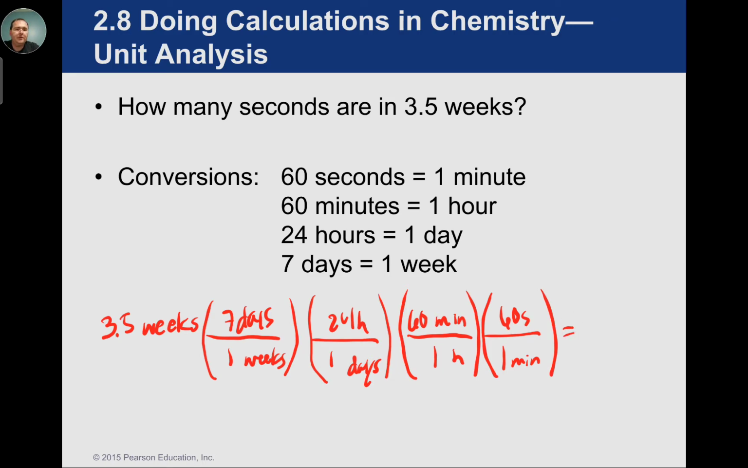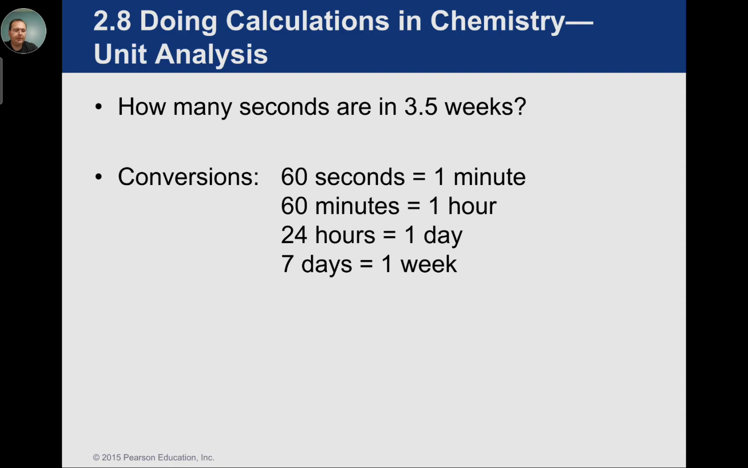The most important feature of this problem was not that it's a very difficult problem, but that notice we canceled units, canceled units, canceled units, canceled units. The only surviving unit was seconds, and that's exactly what they want, and that's what would be in the A, B, C, or D choices given on the homework or the exam.